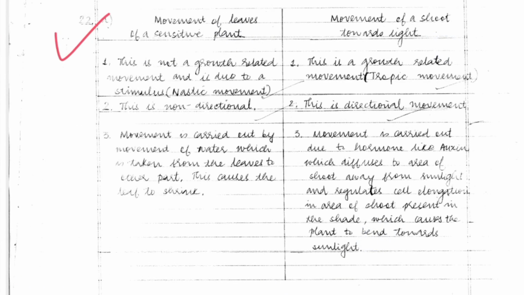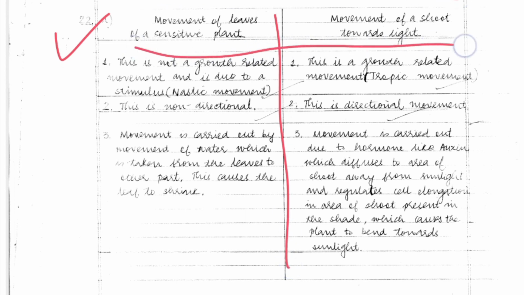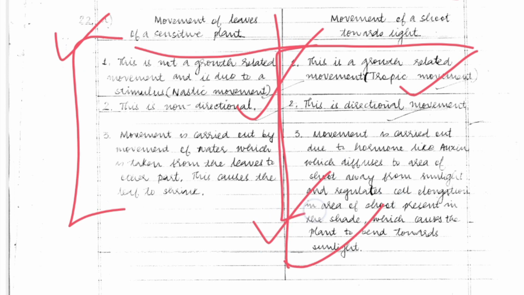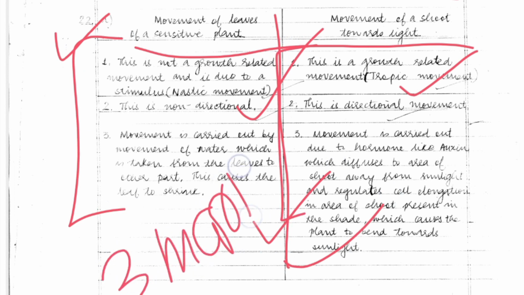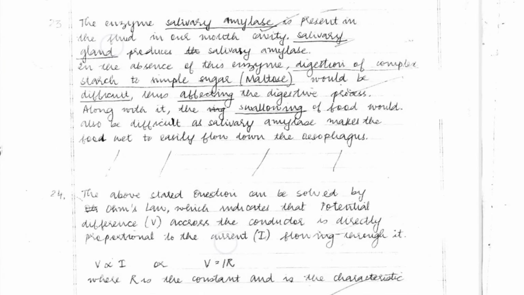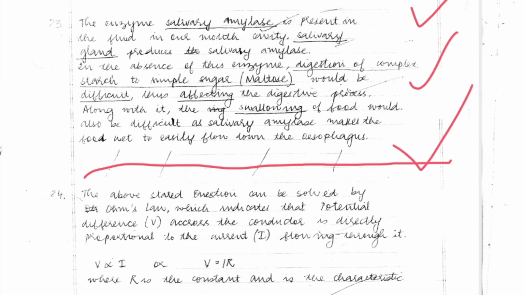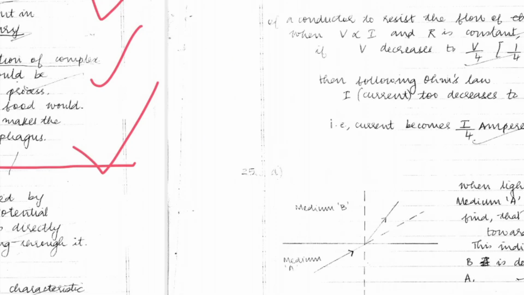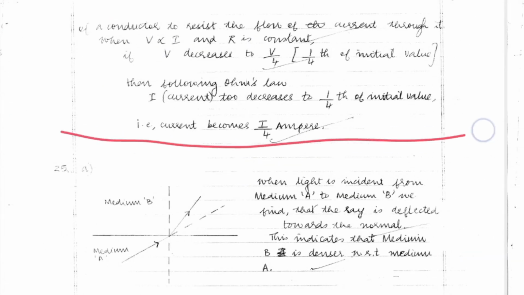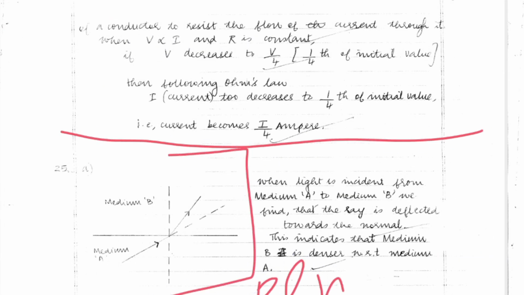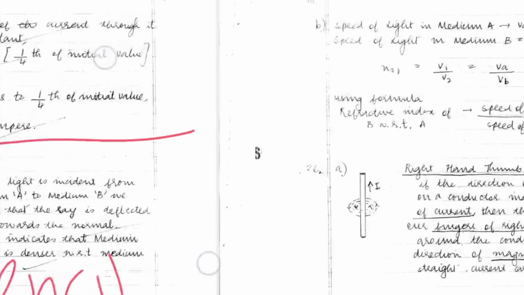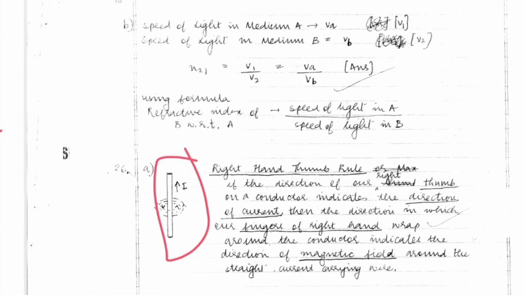Then he made a nice box for the differentiation between movement of leaves of sensitive plant and movement of a shoot towards light. It's tropic movement and nastic movement, which is correct. He did it in three points, because we know this is 3 marks. Make sure you draw a line so it looks neat, and then highlight the important points as well. I think he received the whole marks. And then this part, diagram, make sure you do it with pencil only, guys, don't do it with pen. Next he did this diagram also, to make it a little nicer and cleaner.